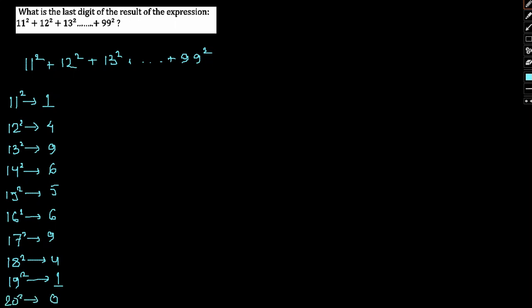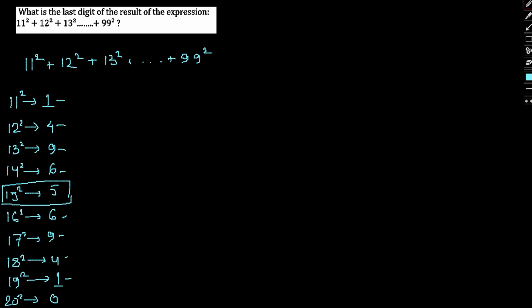Now notice one thing. Okay, let this 5 be at the midpoint. 1 1 4 4 9 9 6 6. So essentially in the 10 numbers from 11 to 20, the digits keep on repeating themselves in the particular order.